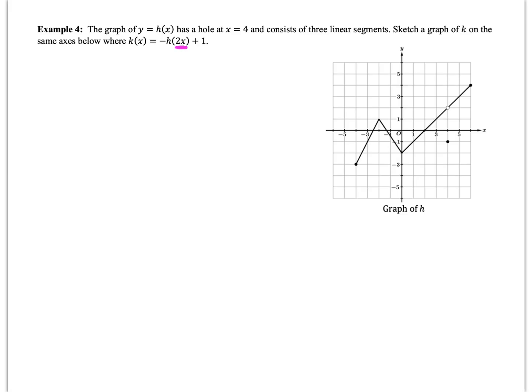So I'm going to start inside my parentheses, and when I see a 2, remember that inside the parentheses is the opposite of what it appears. So here it's going to be horizontally dilated by a factor of 1/2. Next, let's worry about this negative value. The negative value there is going to be reflected over the x-axis.